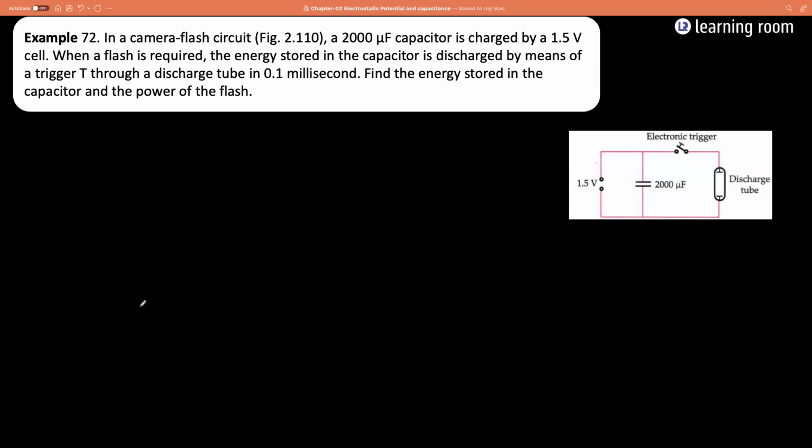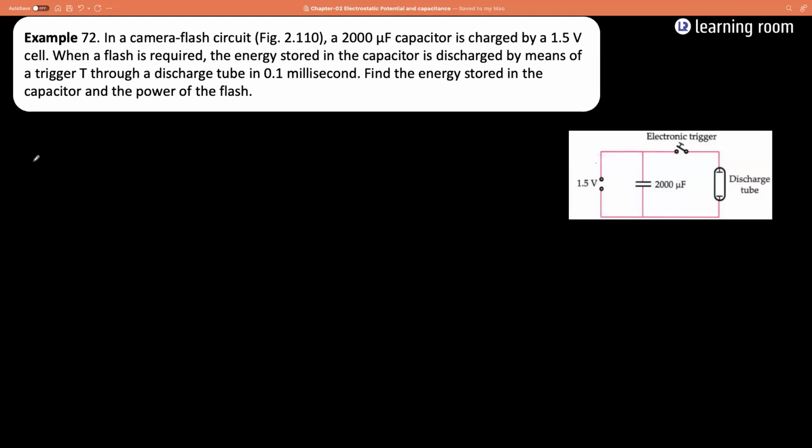Do this. In a camera flash circuit, a 200 microfarad capacitor is charged by a 1.5 volt battery cell. When a flash is required, the energy stored in the capacitor is discharged by means of trigger T through a discharge tube in 0.1 millisecond. Find the energy stored in the capacitor and the power of the flash.